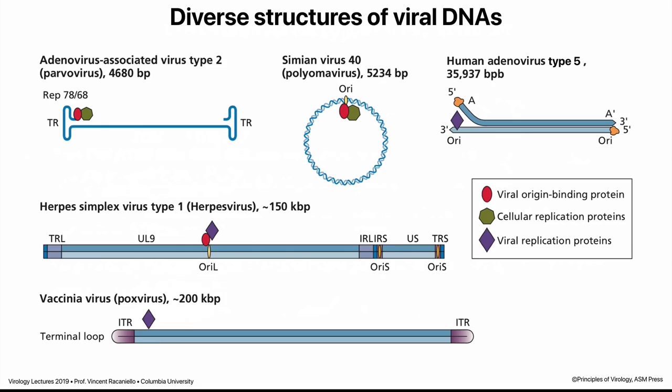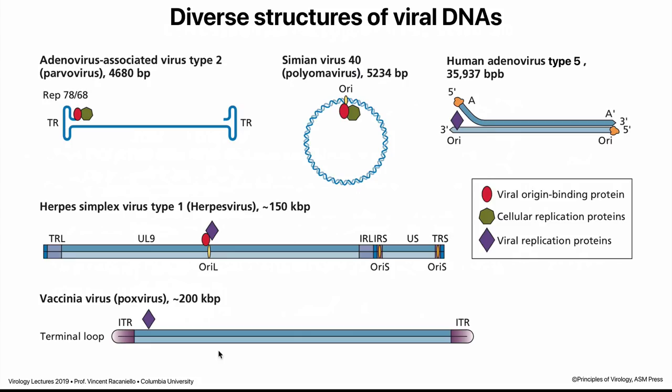As you know already, viral DNAs have many different kinds of structures. So we're going to talk about how you would replicate these different structures today. These include the single-stranded adeno-associated viruses or parvoviruses, the double-stranded DNA circles, and linear genomes of adenoviruses and herpes viruses, and the weird double-stranded linear genome of the poxviruses with their terminal loops.